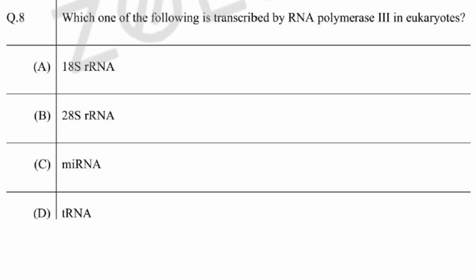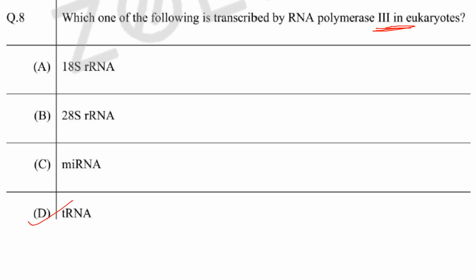Then next one. Which one of the following is transcribed by RNA polymerase 3 in eukaryote? So 3, it transcribes tRNA, 5S rRNA and snRNA. So here they have given tRNA in the option. So answer is option D.